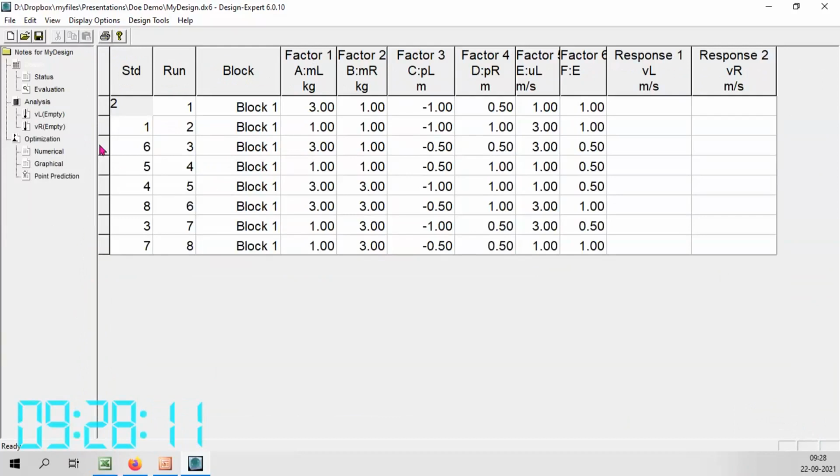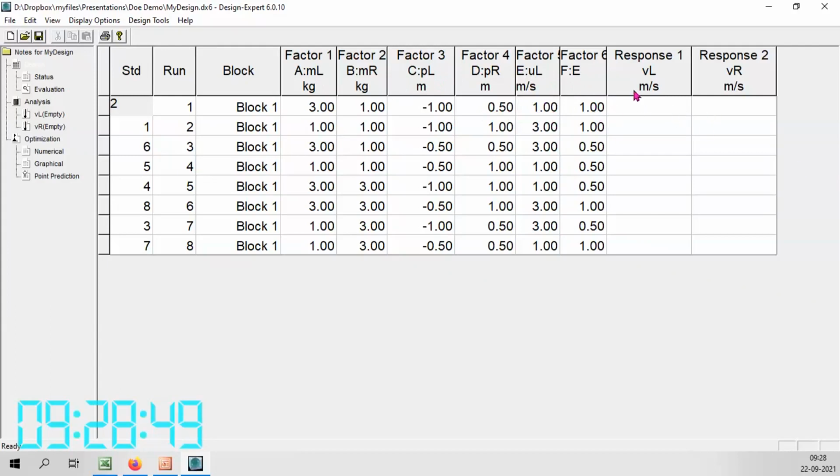Okay, so Design Expert has generated the design. This is the experimental design, the plan of each run. This gives a run order. What is run order? The order in which you do the experiment. So first I have to do left ball 3 kg, right ball 1 kg, position of the left ball -1, position of the right plus 0.5, then initial velocity of the left ball 3, elasticity 1.